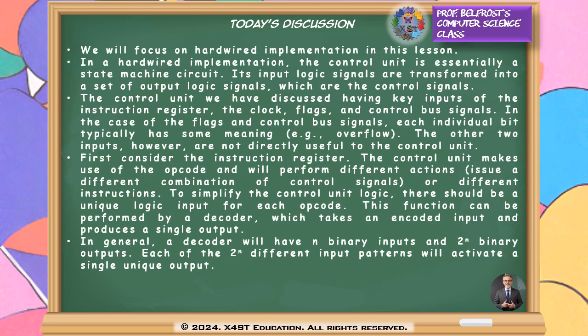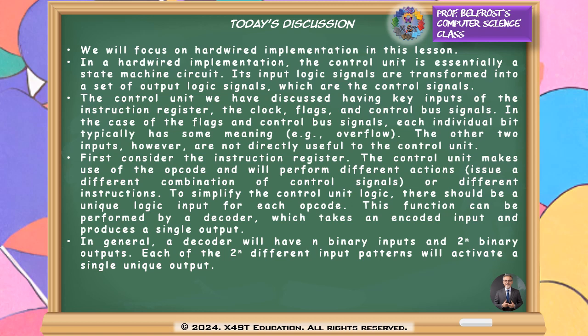In a hardwired implementation, the control unit is essentially a state machine circuit. What is a state machine circuit? It also will be discussed with combinatorial and sequential circuits, maybe after we are done with the basic concepts of computers. Input logic signals are transformed into a set of output logic signals, which are the control signals. The control unit, as we have discussed, has key inputs of the instruction register, the clock, flags, and control bus signals. In the case of the flags and control bus signals, each individual bit typically has a specific meaning. The other two inputs, however, are not directly useful to the control unit.